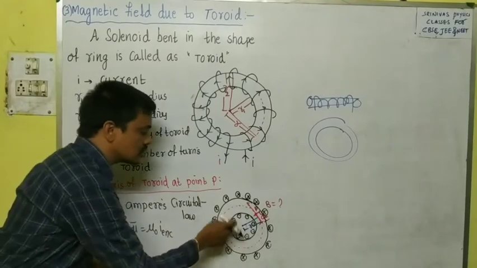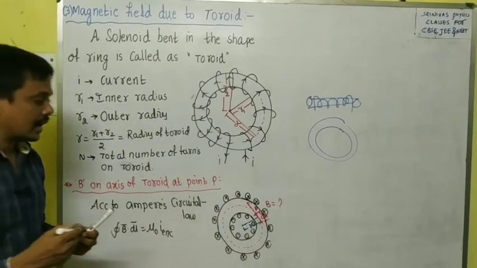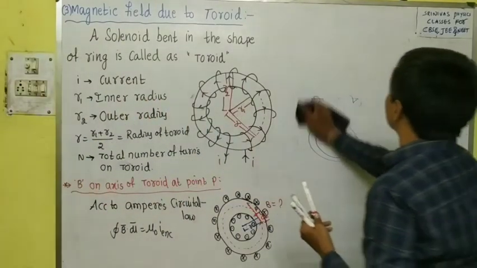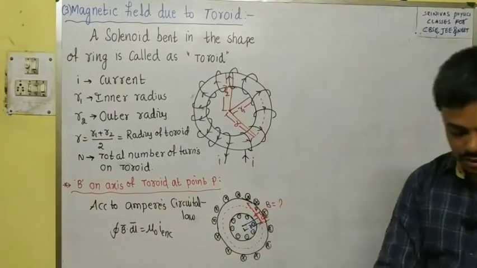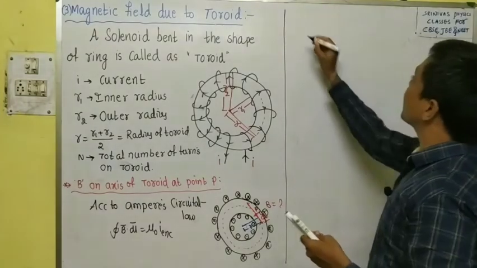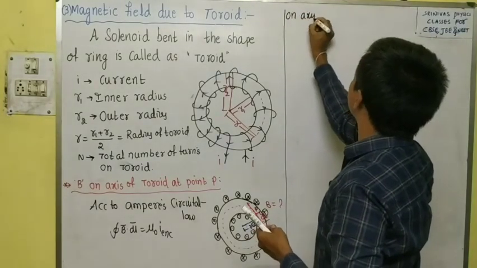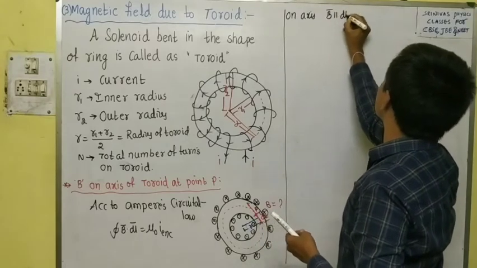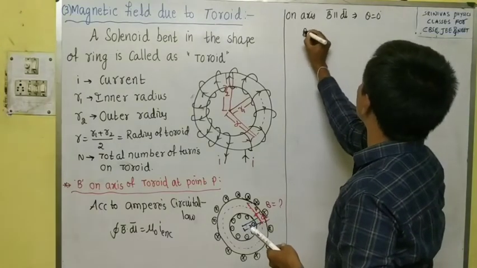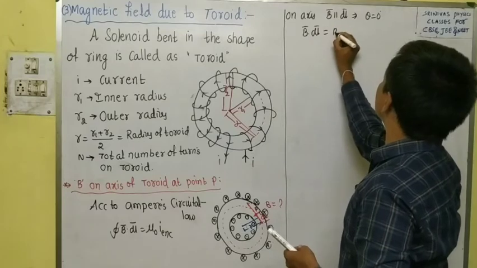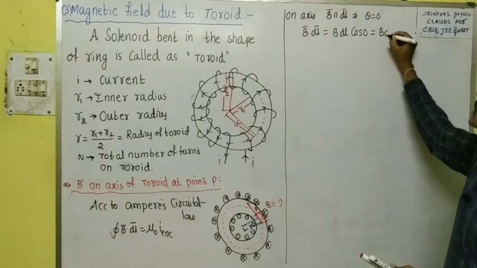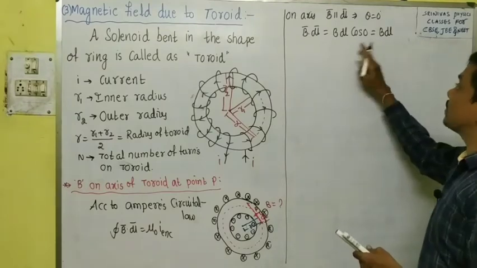The line integral around this closed path I am going to find out, and B and dl are parallel to each other. Let us continue. I am going to give the derivation, the B formula. On the axis, B bar is parallel to dl bar, so theta is 0. Then B bar dot dl bar is B dl cos theta. Theta is 0, cos 0 is 1, so we get B dl.